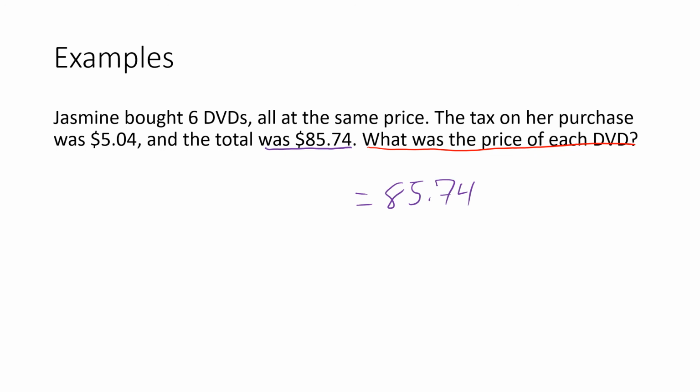So we have the tax on her purchase was $5.04. That's not times anything, there's no variable there. That is simply plus $5.04. So whatever those 6 DVDs were, she paid an additional $5.04. So 6 DVDs, well, we have 6 and we have DVDs, so let's just use D to stand for DVD. And we put a 6 in front of it. So that's 6 DVDs plus the tax, $5.04, equals $85.74. So now we need to solve it.